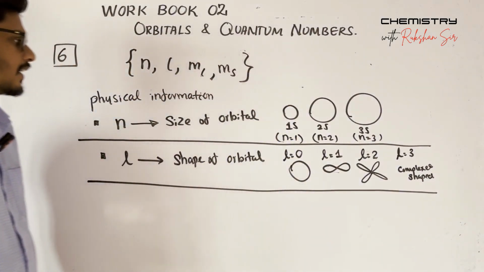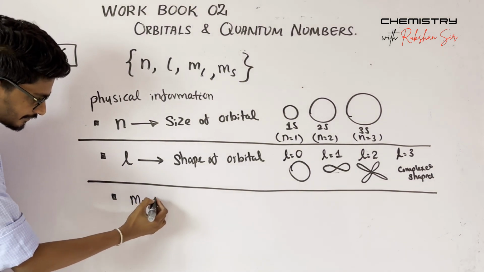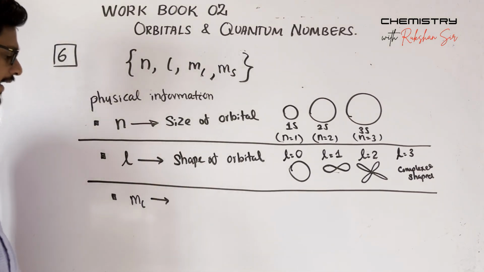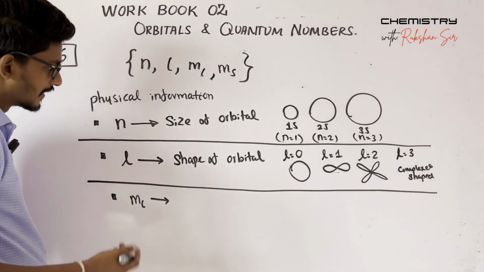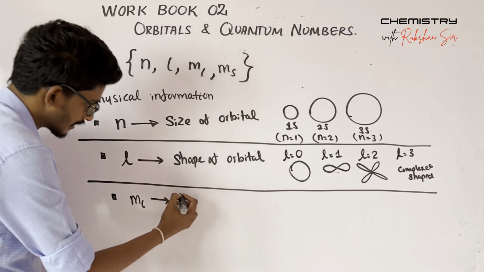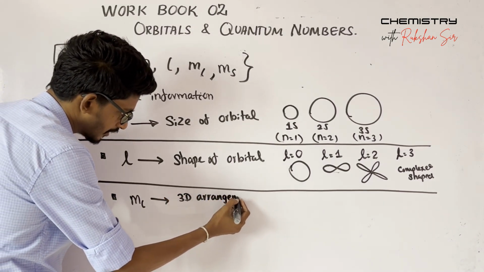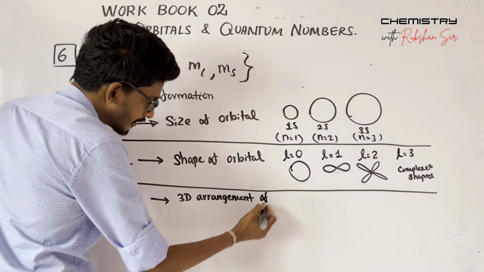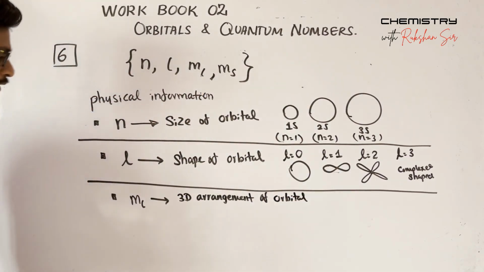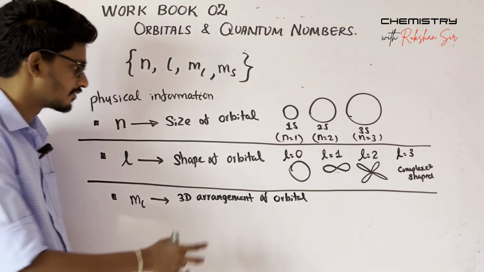Let's discuss the next quantum number, ml. What does it represent? ml represents the directionality of the orbital, the three-dimensional arrangement of the orbital. The number of ml values also indicates the number of orbitals available.